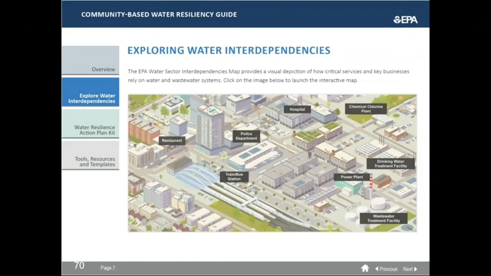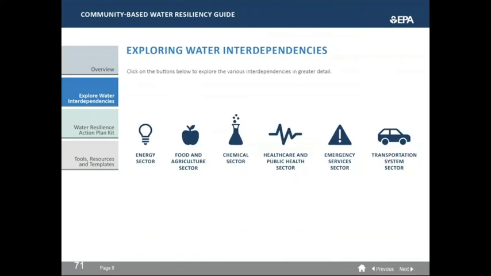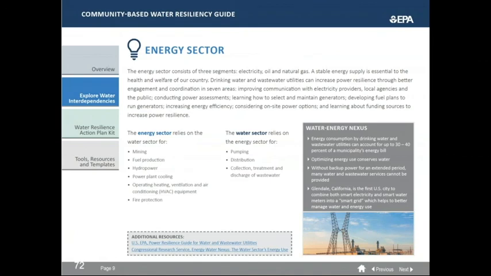We do have the map similar to the training where you can walk through and mouse over. This is just a quick snapshot, but you can see much more in the guide itself. And what you can do when you get to this part of the guide is you click on each sector, and that takes you into further information. I'll do a quick scroll through here of some screenshots of the various sectors. And what we sought to do when we put the guide together was to demonstrate how each sector relies on the water sector.